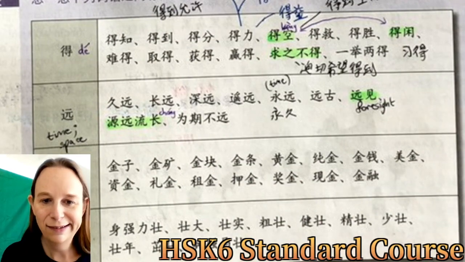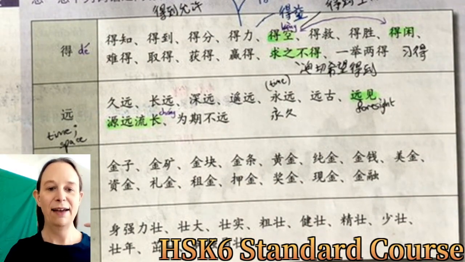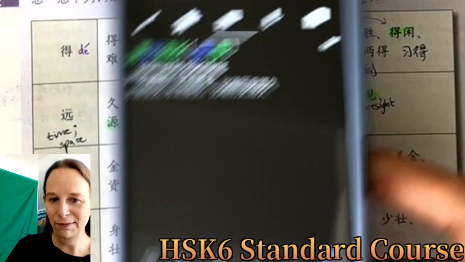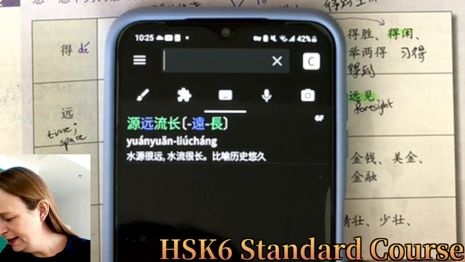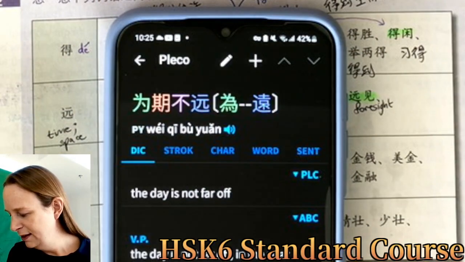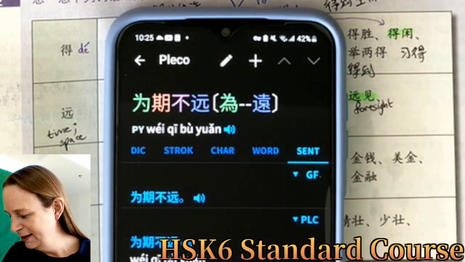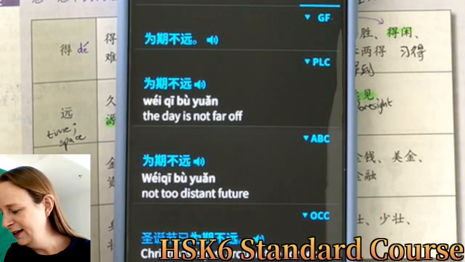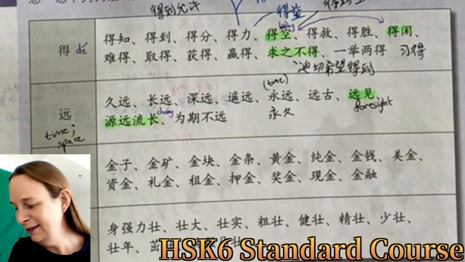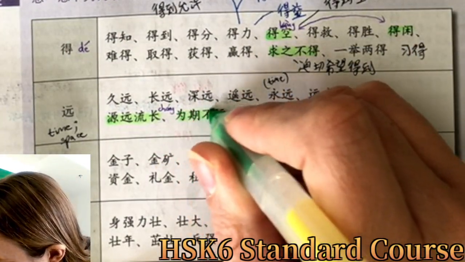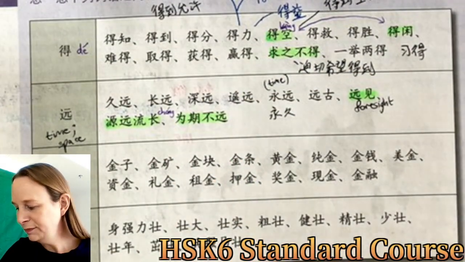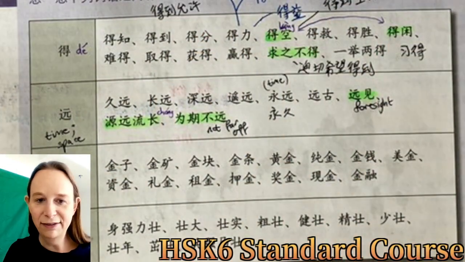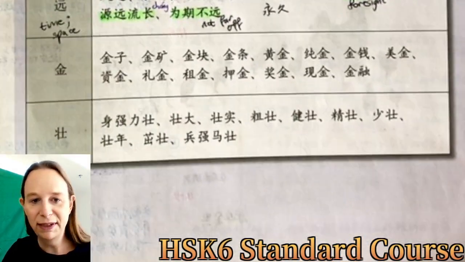为期不远. I'm guessing, so 为期 is used like as a time period. 不远. Why would you use that? 为期不远. The day is not far off. 圣诞节为期不远. Okay, not far off. Christmas is just around the corner. All right, not far off. Fair enough with respect to time. Not far off with respect to time.